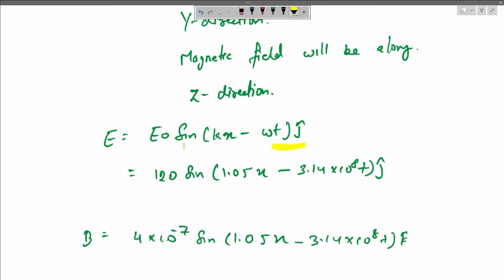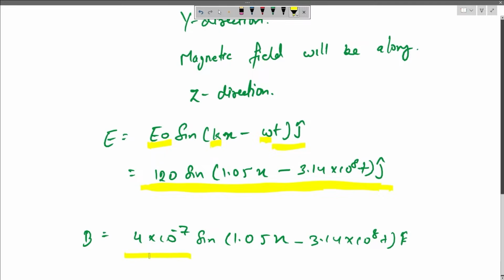Now substituting the values of E naught, that is the peak magnitude of the electric field, k, that is the wave number, and omega, that is the angular frequency, we will get the expression for the electric field of this electromagnetic wave. Similarly, substituting the corresponding values of the magnetic field magnitude, wave number, and omega, we will get the expression for the magnetic field in this electromagnetic wave.